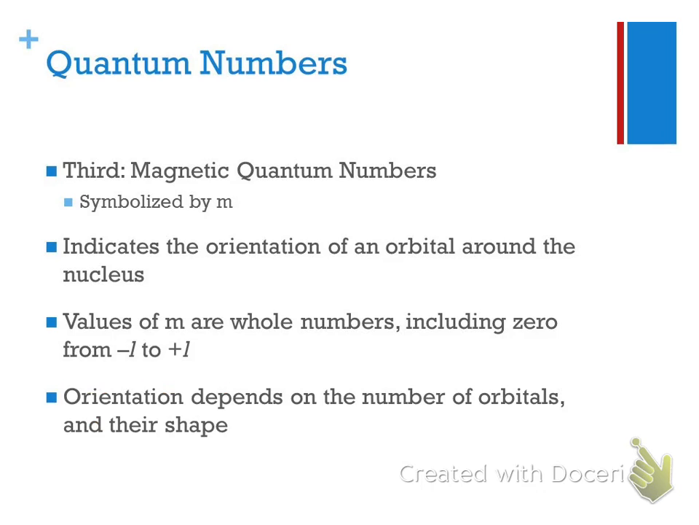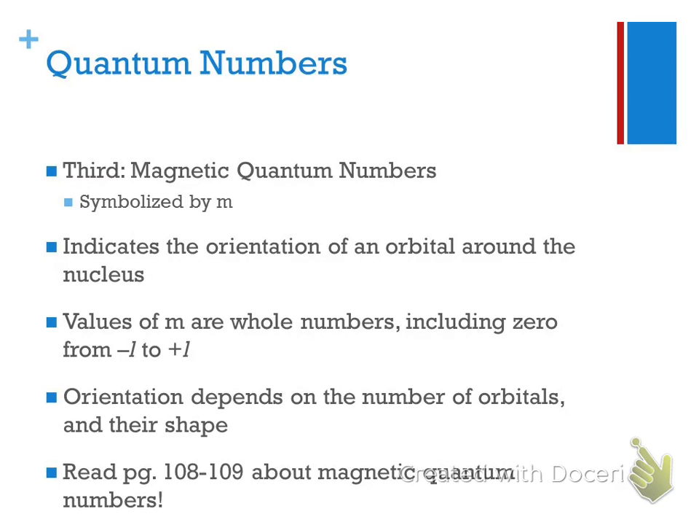It depends on the number of orbitals and their shape. That's where it comes into kind of fitting like a puzzle. Those orbitals have to be able to stand to be around each other. They have to fit together in the right orientation, otherwise it won't work. So that magnetic quantum number gives us a better idea of how they fit together, where their shape is, where they're located, depending on the nucleus. I want you to take out pages 108 and 109 in your book to read just a little bit more about magnetic quantum numbers.